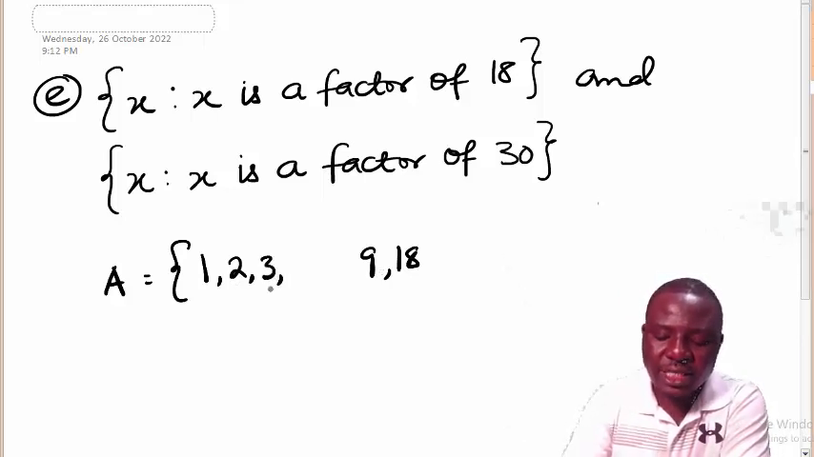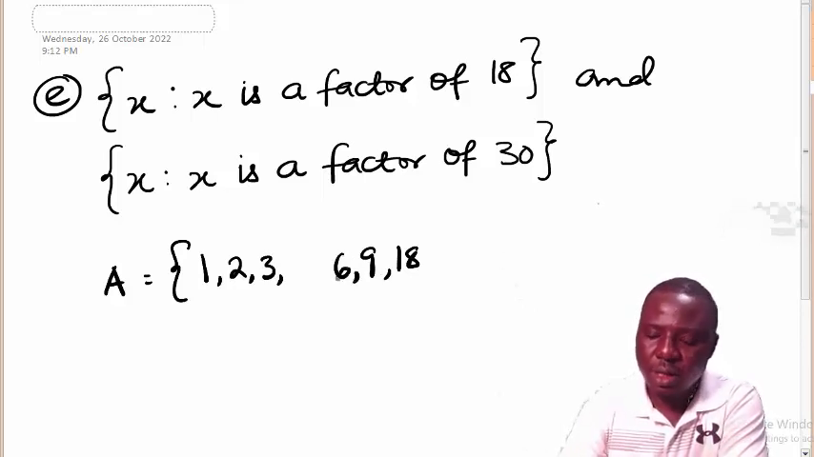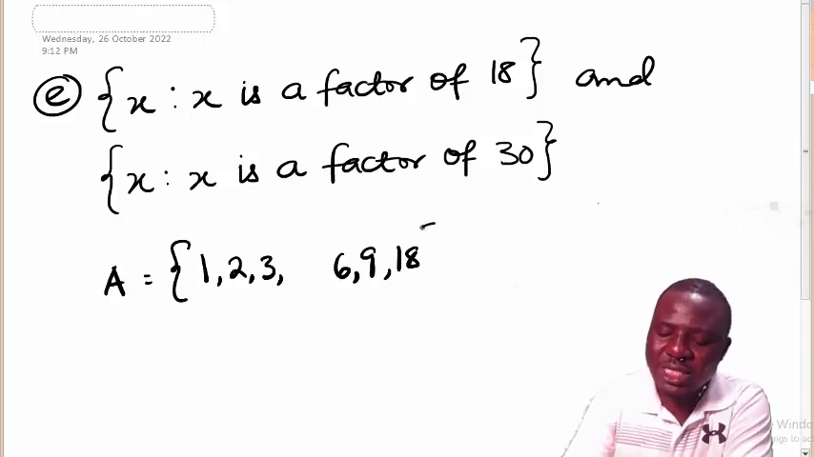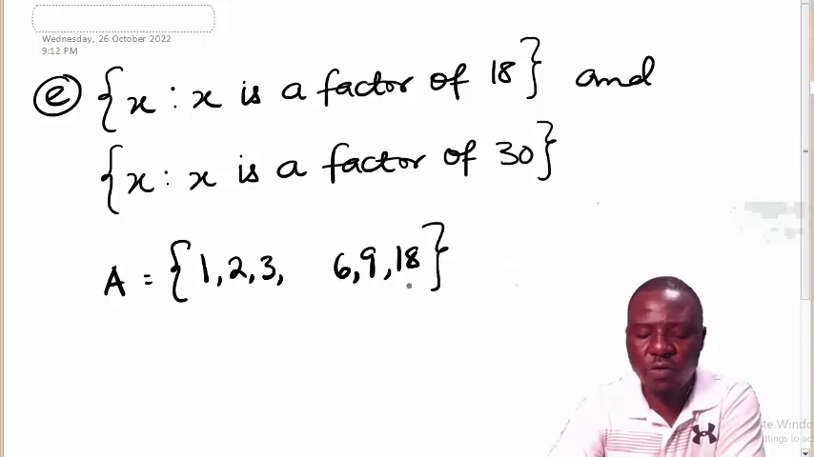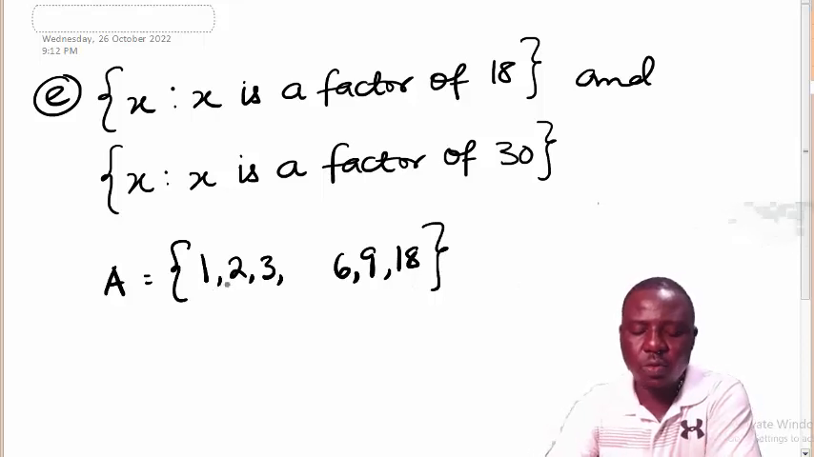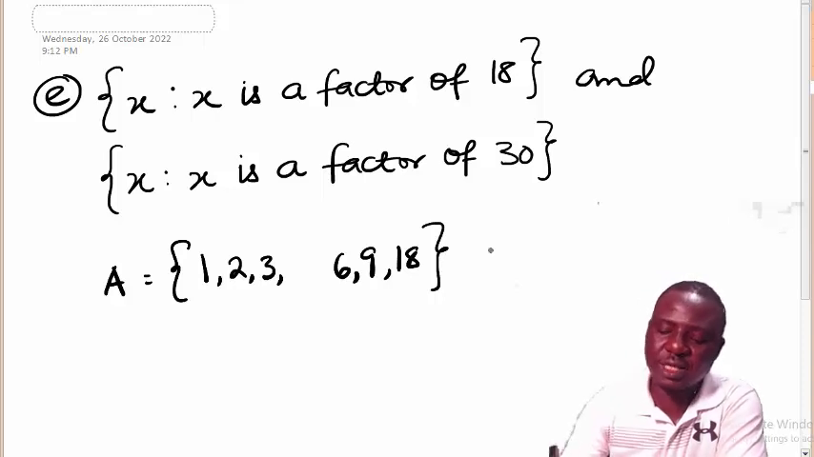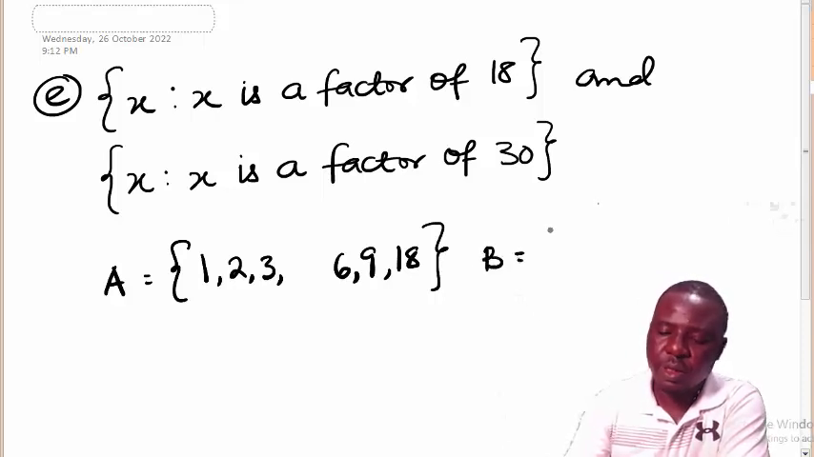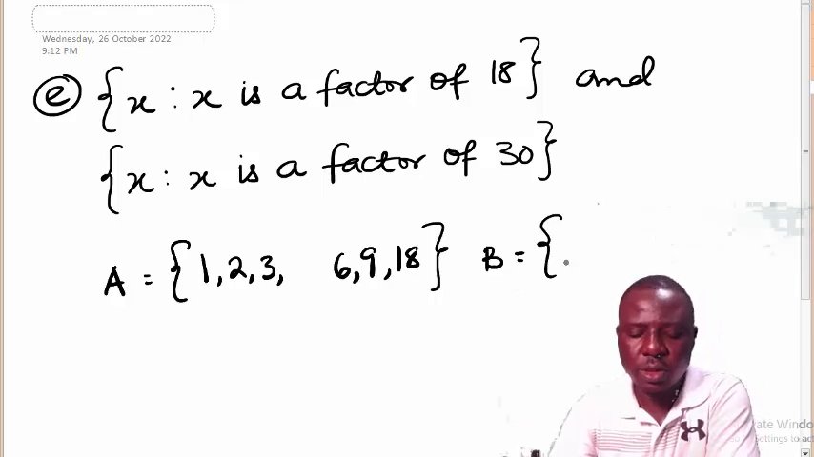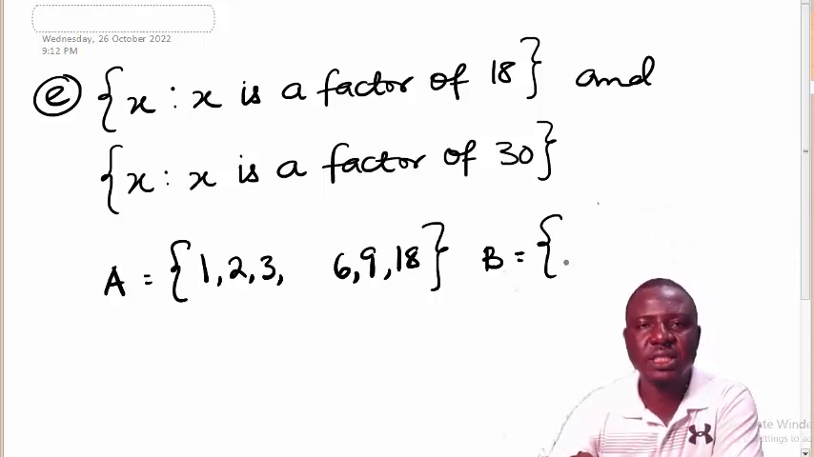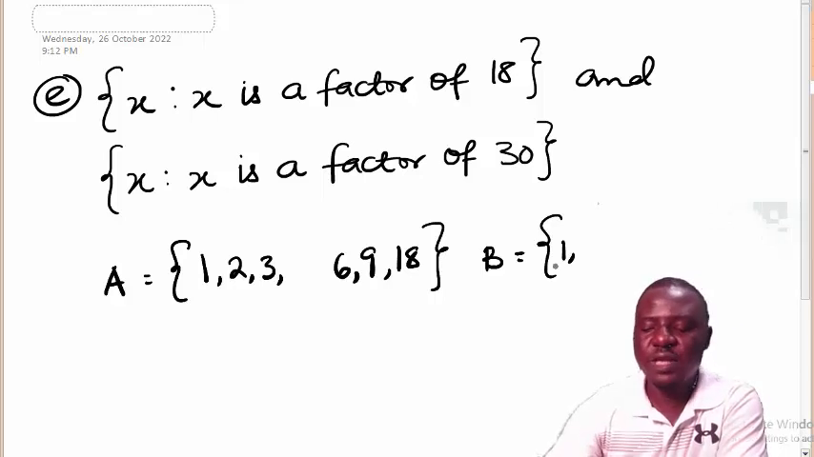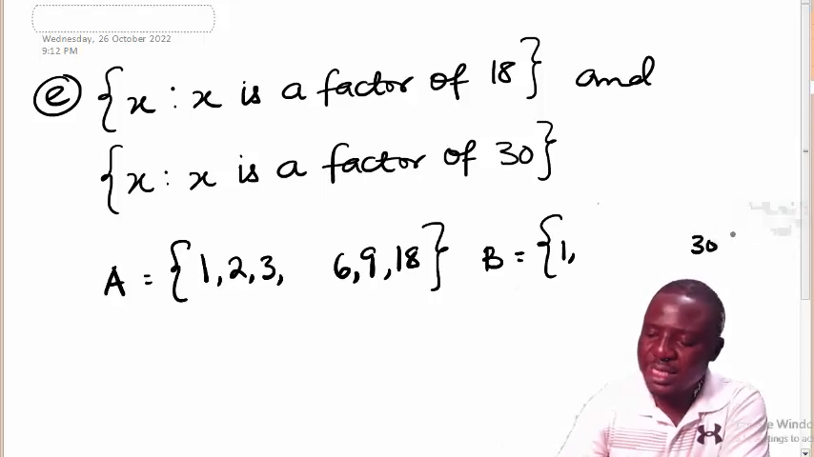3 can divide 18. 3 can divide 18 six times. Is 4 a factor? 4 cannot divide 18. 5? No. So these are the factors of 18. That is 1, 2, 3, 6, 9, and 18 itself. Set B is said to be X such that X is also a factor of 30. 1 is also a factor of 30. That is 1 and 30.